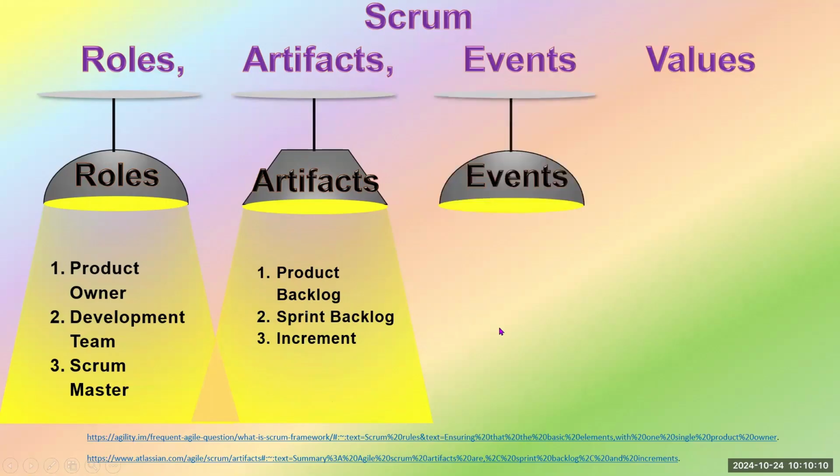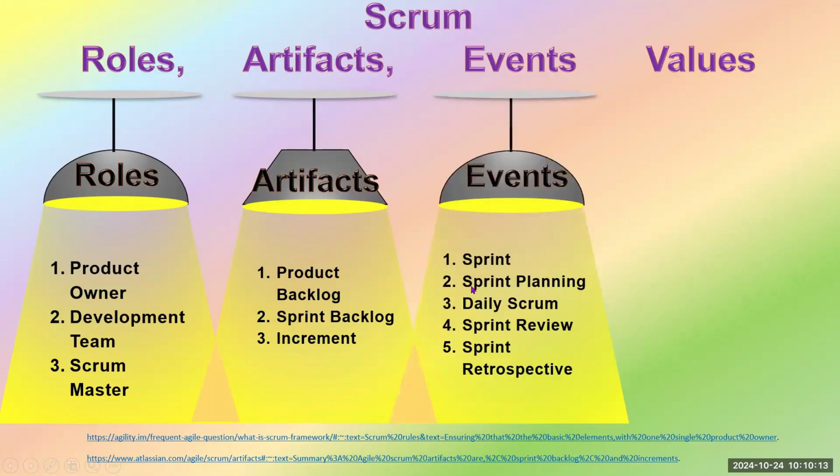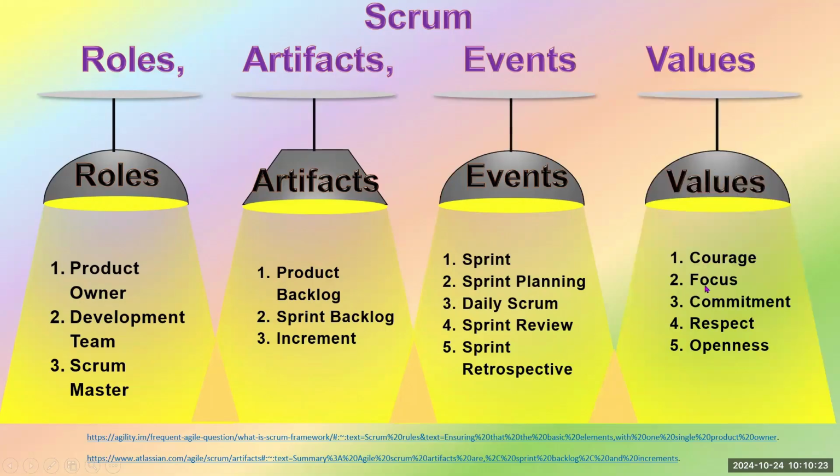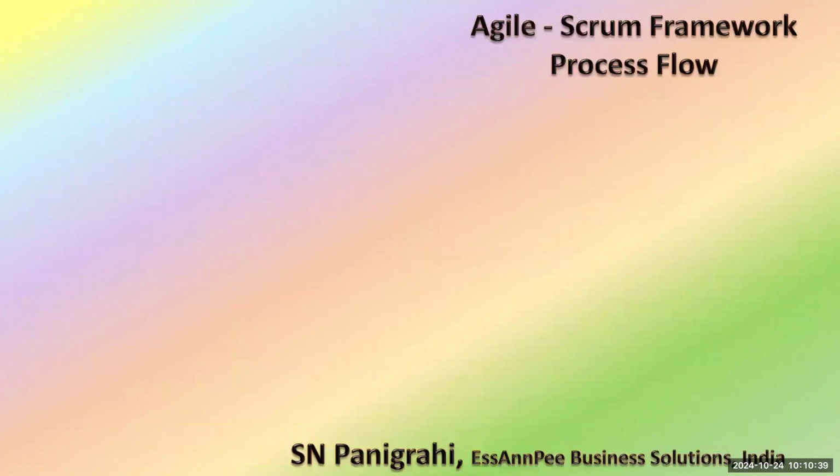Okay. Then there are the events. There are 5 events: sprint, sprint planning, daily scrum, sprint review, and sprint retrospective. Then there are the values. The values are courage, focus, commitment, respect, and openness. These are the values. Okay. So based on this, let us understand how the Scrum framework operates. I will explain in the next slide. For the next slide, I will spend almost 10 minutes or even more, on only one slide. And I will explain most of the things very clearly. And if you are clear about this one slide, many of the questions you can easily answer.